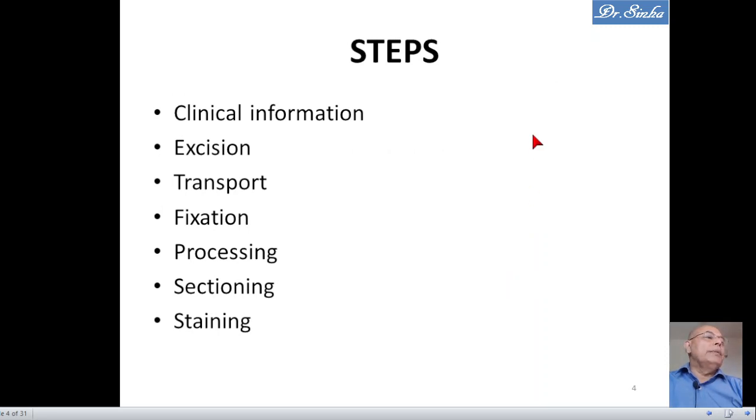All the steps should be meticulously taken care of for good ultimate result. Clinical information, excision, transport, fixation, processing, sectioning, and staining. Transport, fixation, processing, sectioning, and staining will result in good hematoxylin and eosin slide depicting fine cellular details. This will help in correct provisional diagnosis with differentials.